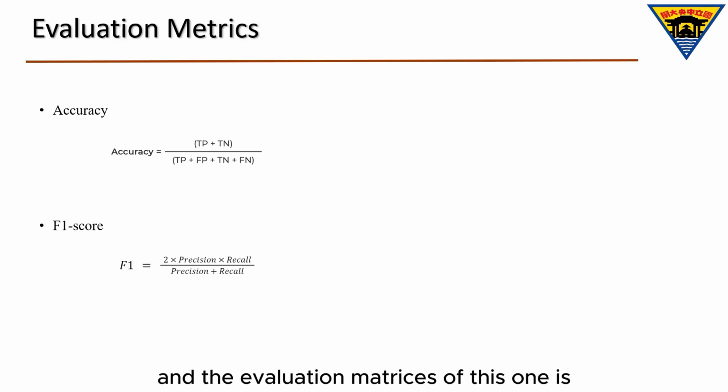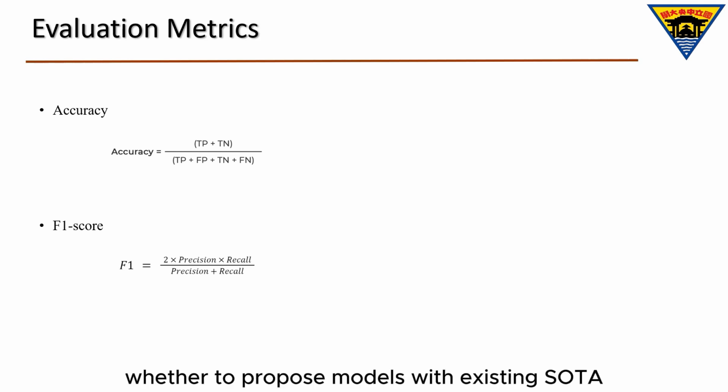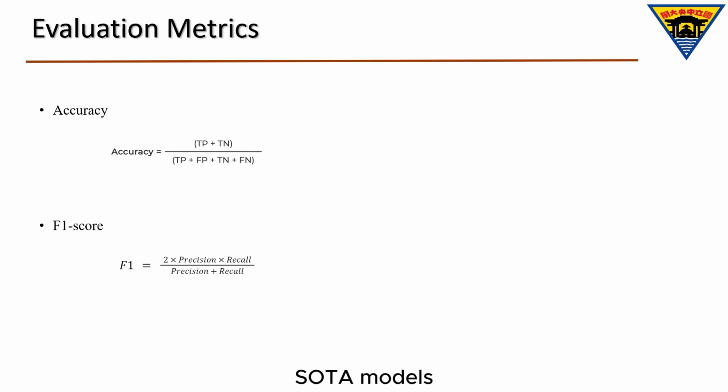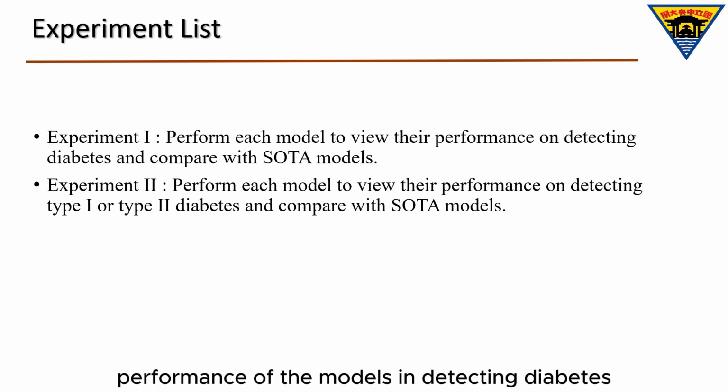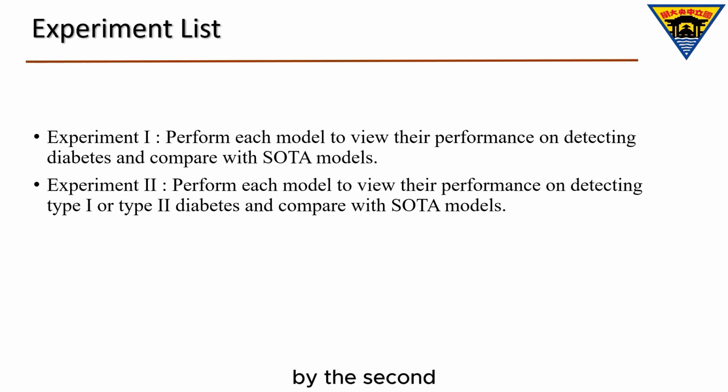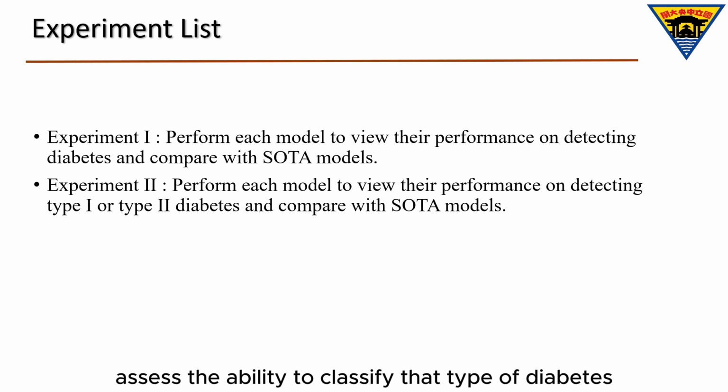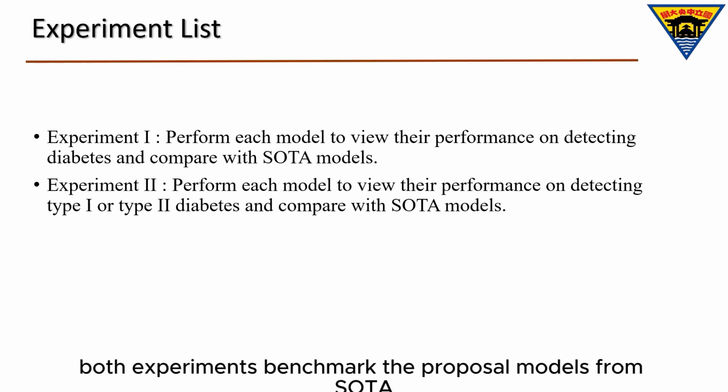The evaluation metrics are accuracy and the F1 score, which are critical for assessing the classification performance. These experiments are designed to compare our proposed models with existing SOTA models. The experiment has two main components. The first evaluates the performance of the models in detecting diabetes, while the second assesses their ability to classify the type of diabetes. Both experiments benchmark the proposed models against SOTA.